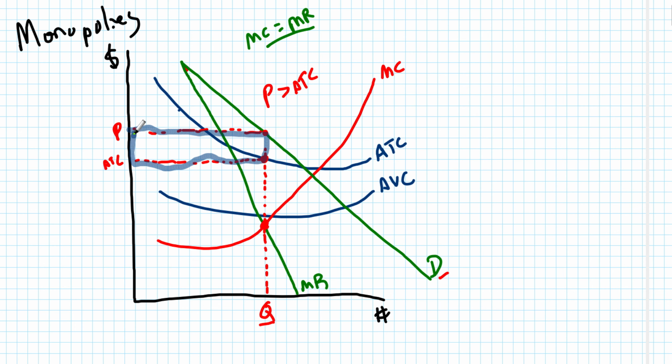And here's the thing. In perfect competition, that profit goes away because other people figure out, oh, I can do that too. Profit.